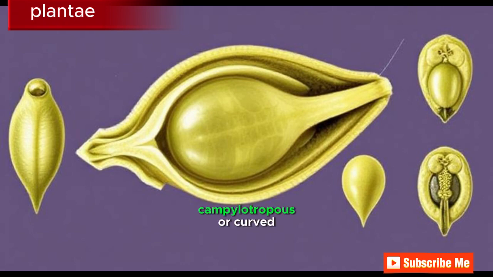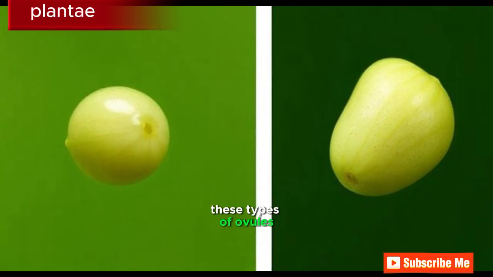3. Campylotropous or curved. The ovule is more or less bean-shaped. The micropyle faces the placenta and is attached near the middle of the ovule. These types of ovules are found in the members of Cruciferae, Papilionaceae, Caryophyllaceae, etc.